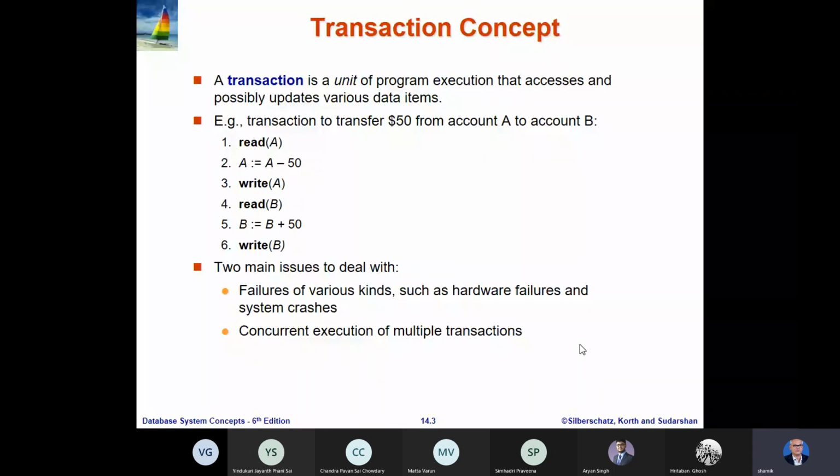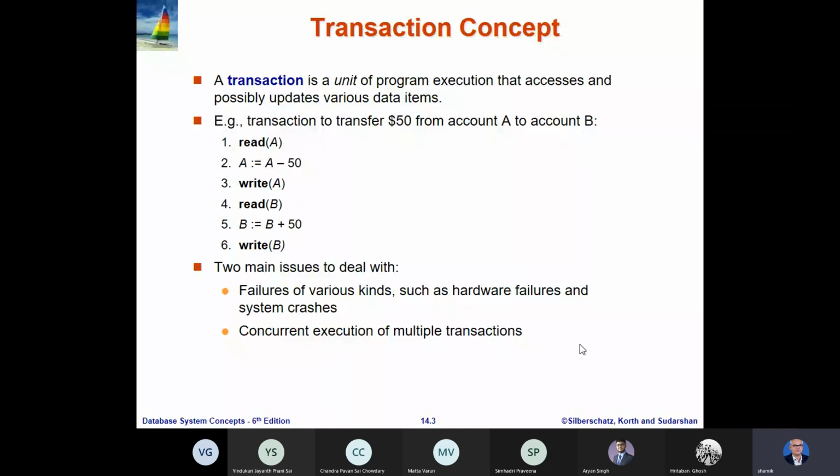Now we'll see that there are a few issues with this. The two main issues are that we should be able to handle failures of various kinds, such as hardware failure and system crashes. And very importantly, there could be other transactions getting executed concurrently, meaning that some of the instructions of other transactions are also executed concurrently with the instructions of my transaction.